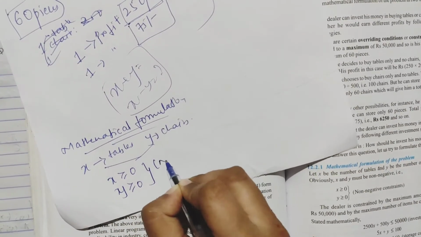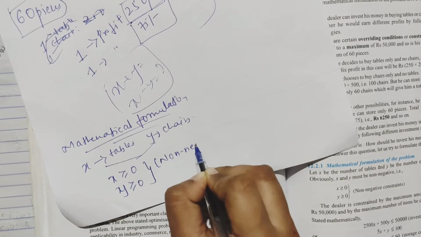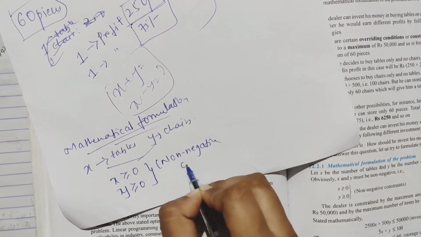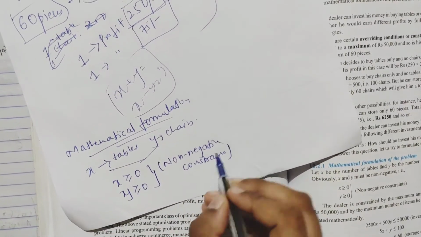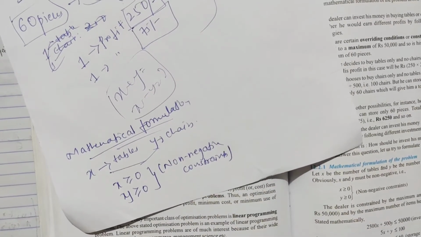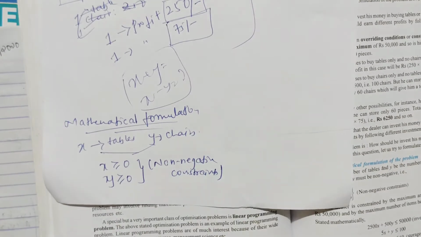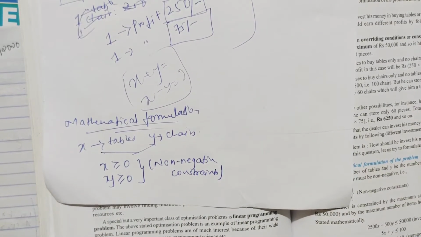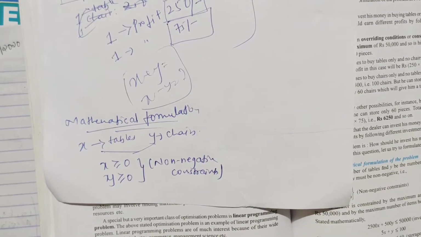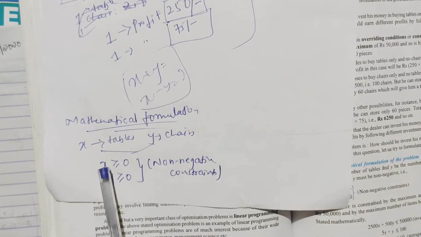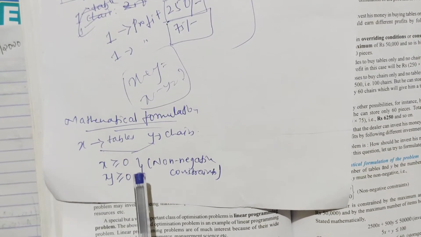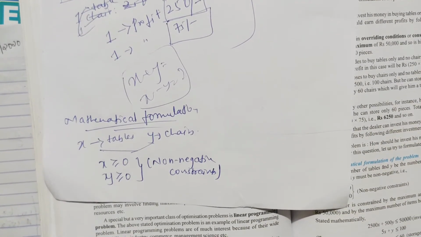This we call non-negative constraints. Because there is nothing in your business like getting minus 5 rupees. Do you say, I have got a profit of minus 10 rupees? No, right? I have got a loss of 2 rupees. It's not like that. It should always be positive. So you take x greater than or equal to 0, y greater than or equal to 0, which means they are non-negative.